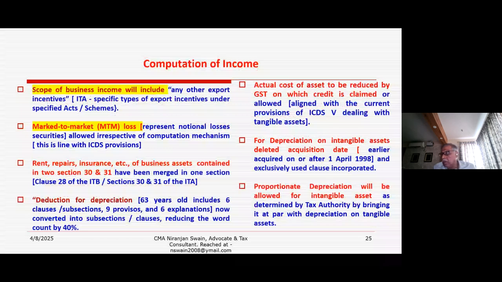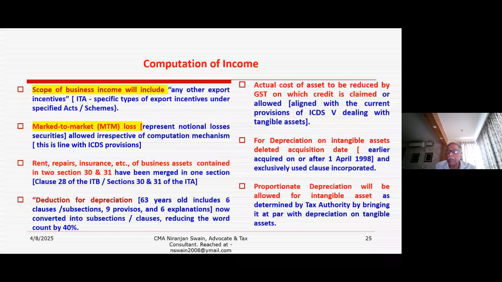And what happens in the ITB? They reduced it by 40%. They made it very concise so that one can easily understand. Actually, it became voluminous because of the introduction of many provisions from time to time. So they tried to reduce it so that it will be more attractive. In addition to that, certain changes were also made.